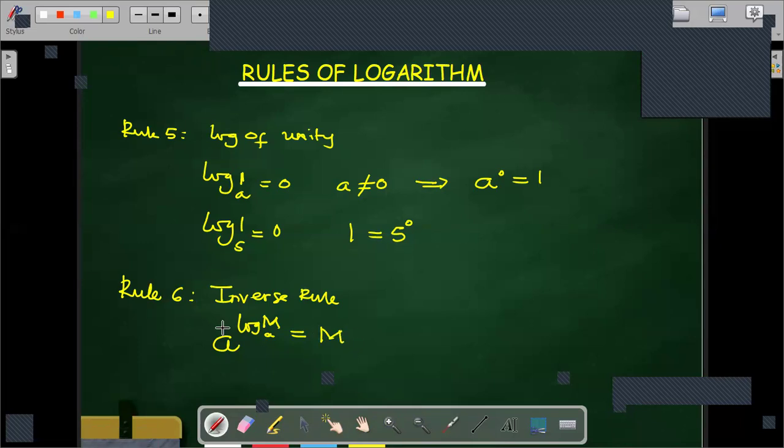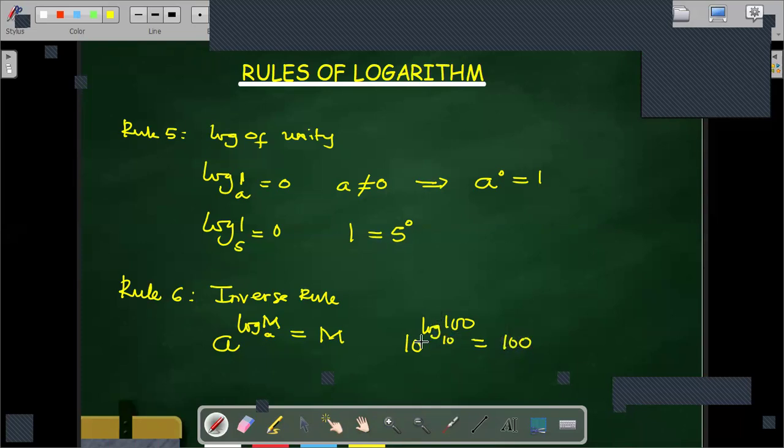So a raised to the power of logarithm of m to base a is still going to give us m. What this means is, if I have, for example, 10 to the power of logarithm of 100 to the base of 10, it is still going to give us 100.